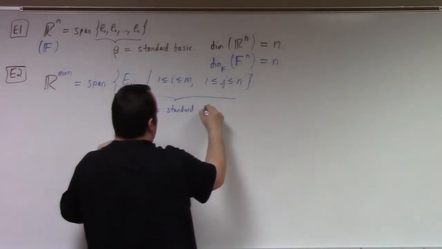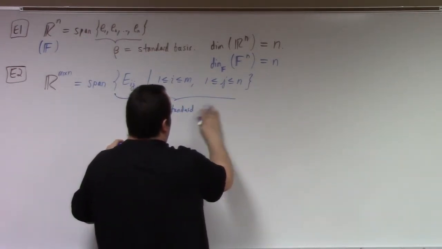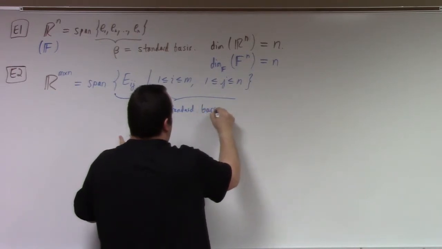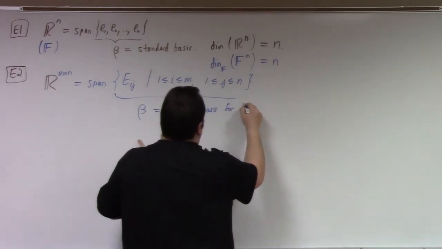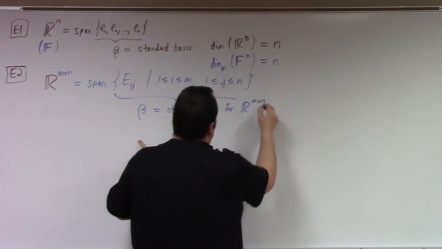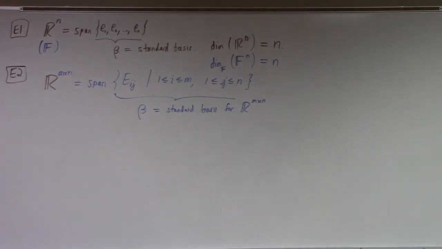Now, standard basis for R^(n by n). Now that's admittedly ambiguous, as I've currently stated it. Why is it ambiguous?